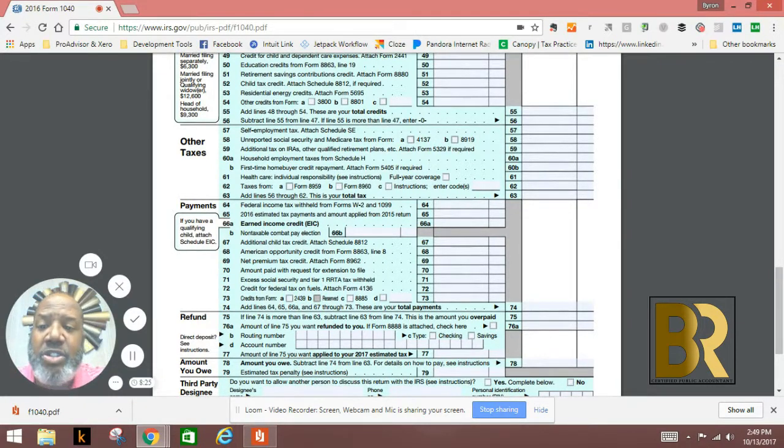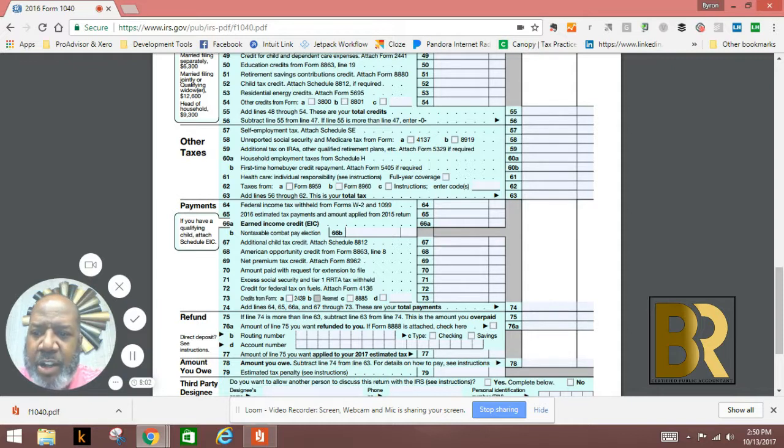Line 64 gives you total federal income tax withheld for W-2, as well as you might be doing some withholding for 1099. And then you look at line 65, you'll see if you've been making some estimated payments. And then we'll have some other lines there as well for different credits, things like that. But if you go down to line 74, that gives you total tax payments.